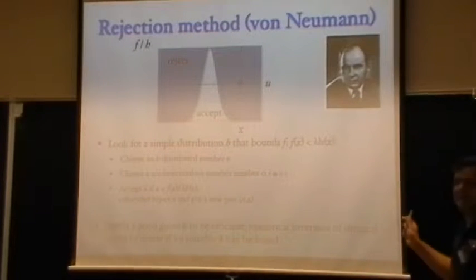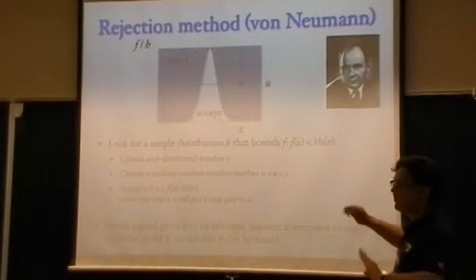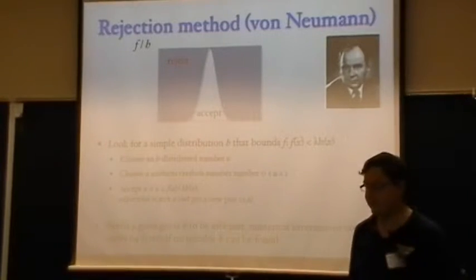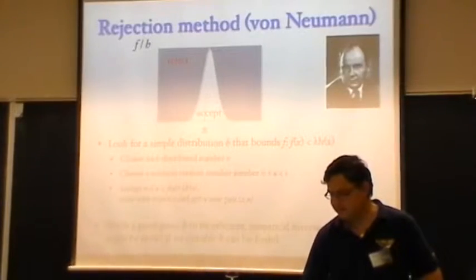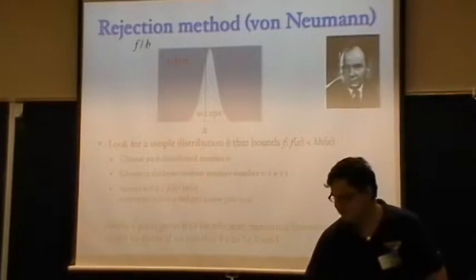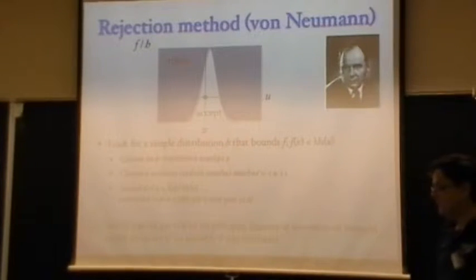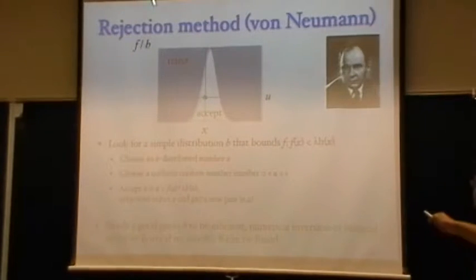So here I reject it. It's too big, boom, it's gone. So I try a new number. Let's say now I try a number here. I draw the uniform one. Now it's below that ratio, so I accept it, and that's the number I use. So that always works.